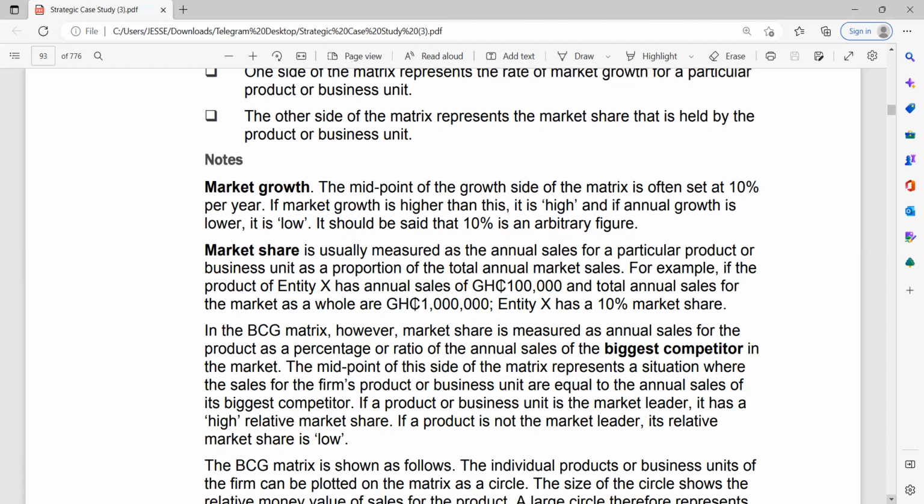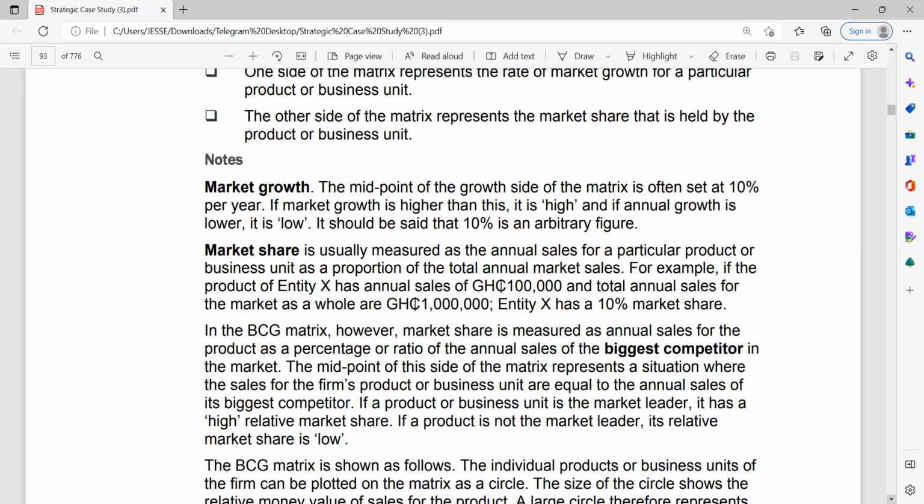Market share is usually measured as the annual sales for a product or business unit as a proportion of the total annual market sales. So you are looking at product sales divided by market sales.